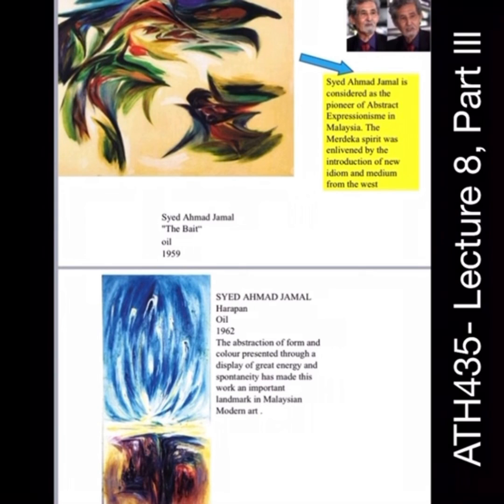The bottom one is entitled Harapan, 1962. In this painting, Jamal shows great energy of brushstroke and spontaneity, marking an important landmark in Malaysian modern art. So as a conclusion, Jamal is the propagator of abstract painting, especially abstract expressionism in Malaysia. So his contribution in many ways could be considered as that of the most important figure in modern Malaysian art.